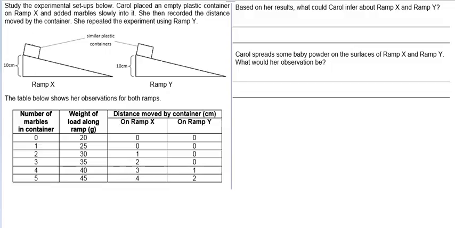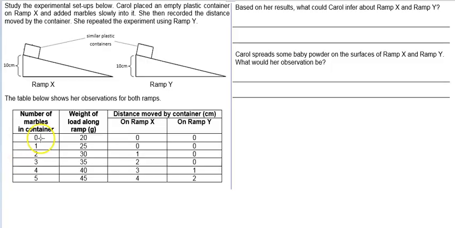Okay, study the experimental setups below. Carol placed an empty plastic container on ramp X and added marbles slowly onto it. She then recorded the distance moved by the container. We can see that the container is about 20 grams because of this.